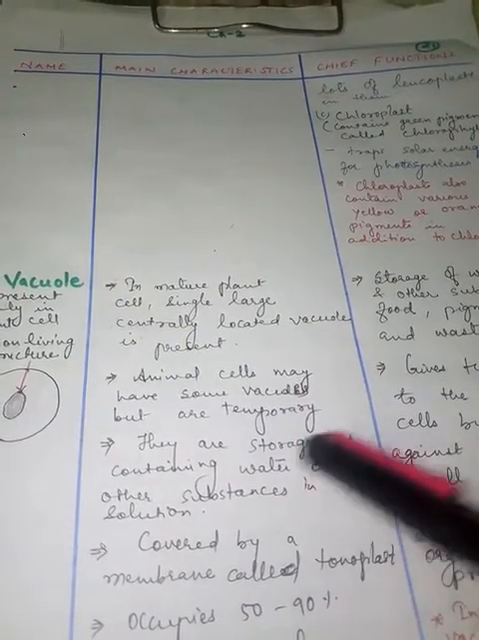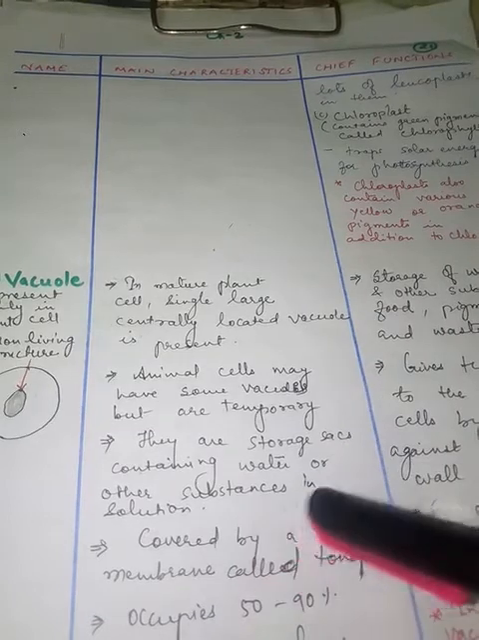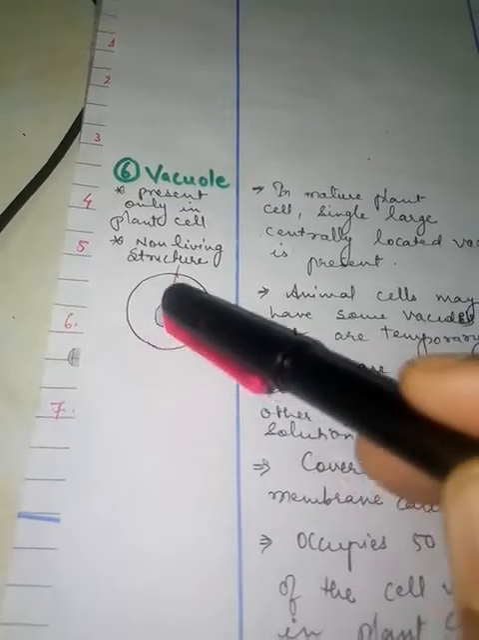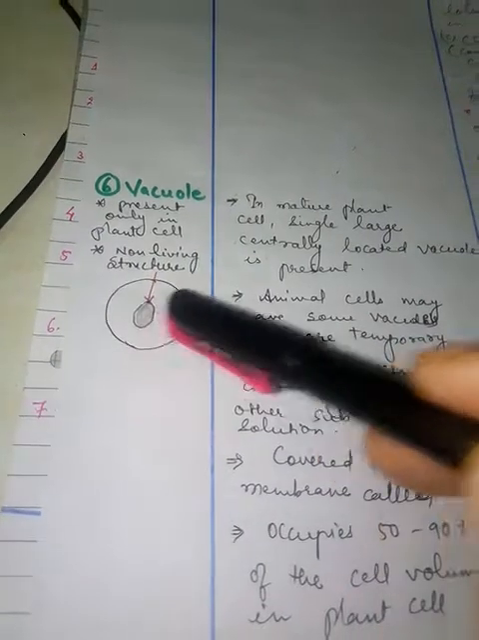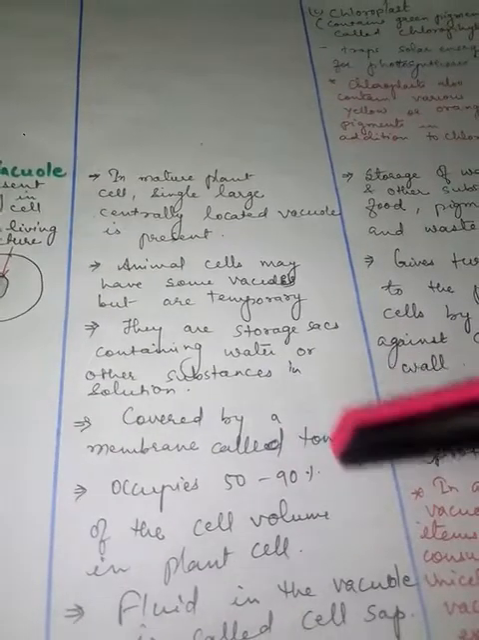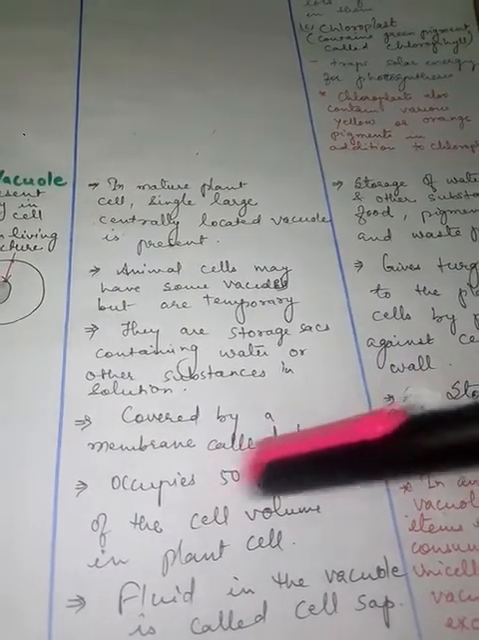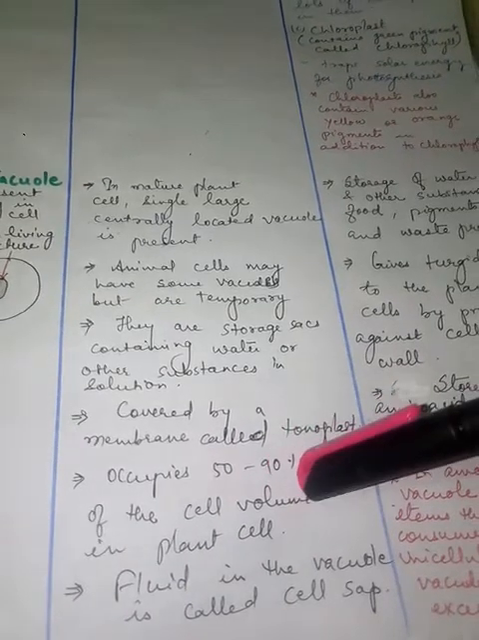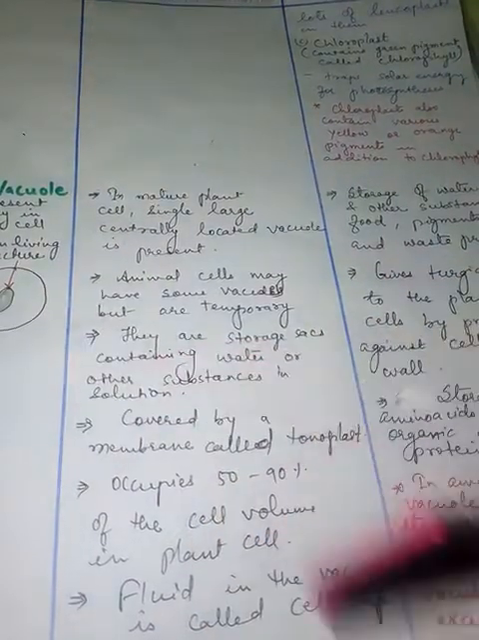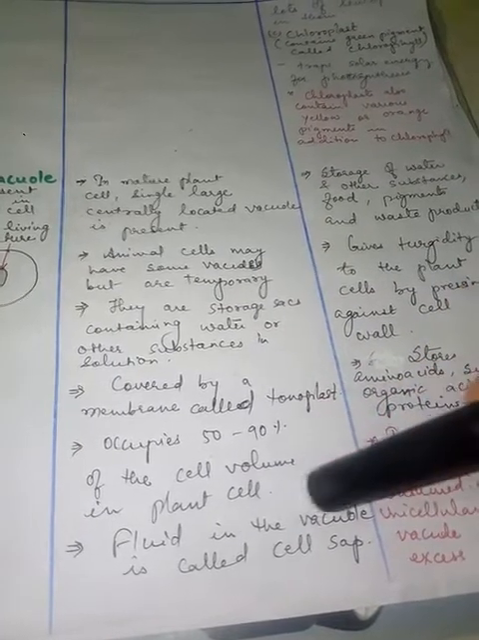If present, they are very small and temporary. And they act as storage sacs containing water or other substances in the solution form, and covered by a membrane which is called as tonoplast. It means the membrane of vacuole. The outer layer of the vacuole is called as tonoplast. And the very interesting thing is that almost 50 to 90% of the cell volume in plant cell is occupied by this vacuole itself. And fluid which is present inside the vacuole is called as cell sap.